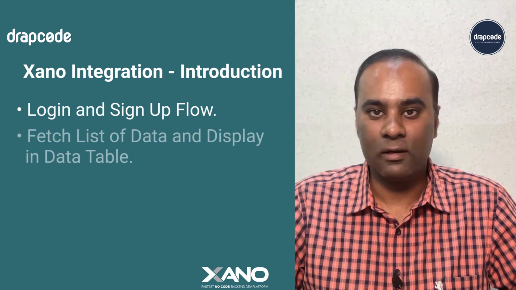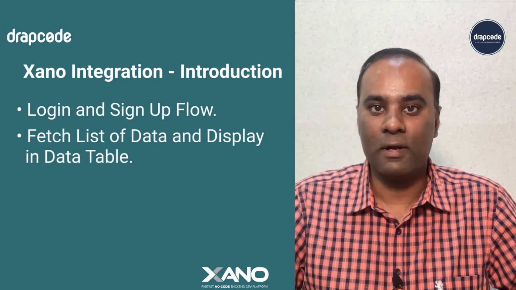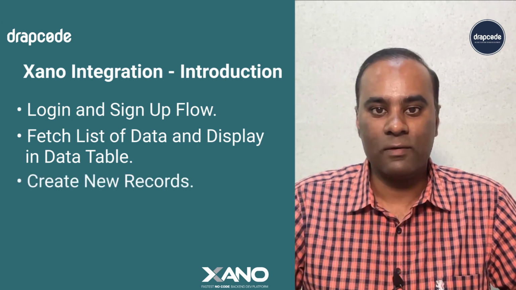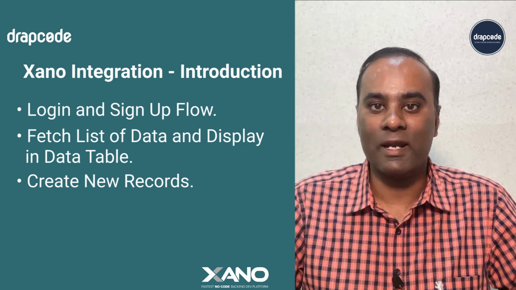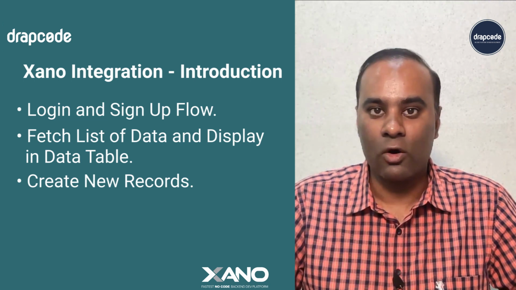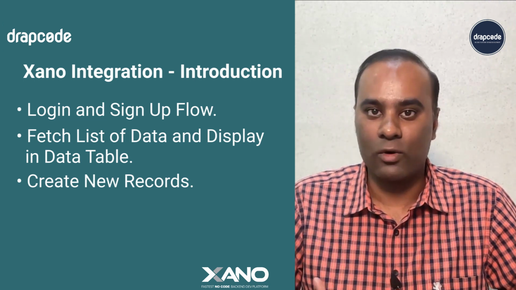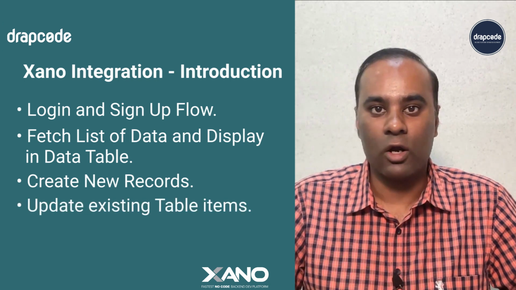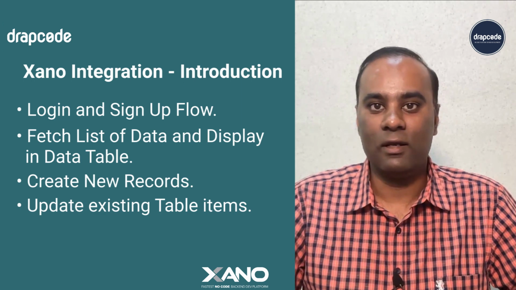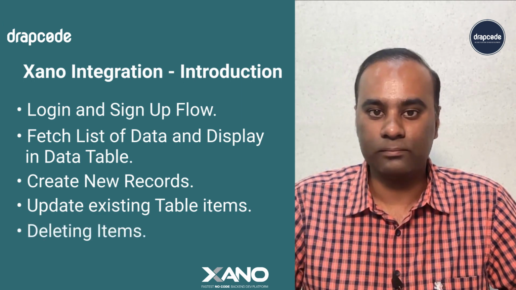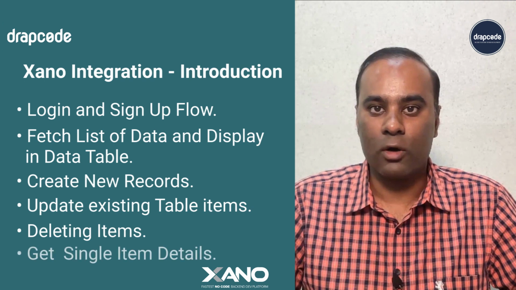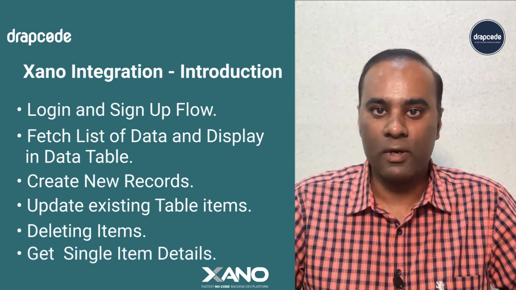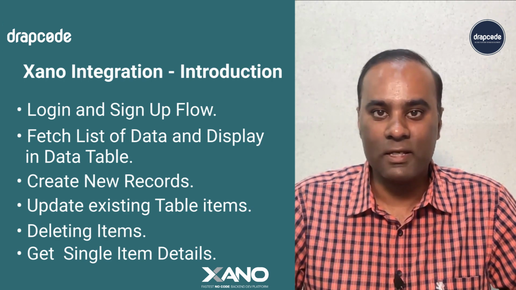Then we will be fetching the data. We will be implementing an API to fetch the data and display it on the UI on Trapcode. Then we will see how to create new data, how to create new records on Trapcode, which will eventually get stored in the Xano database. After that, we'll understand how to update those records, or how to update the data. After that, we'll talk about deleting data. After that, we'll talk about fetching a single database item or a single record to display on the UI, more like creating a details page.